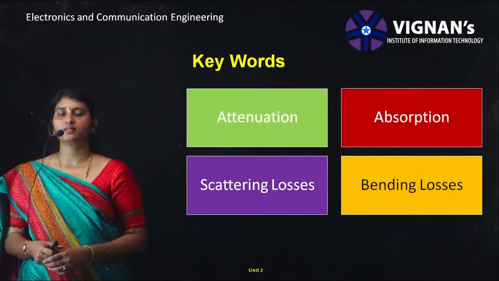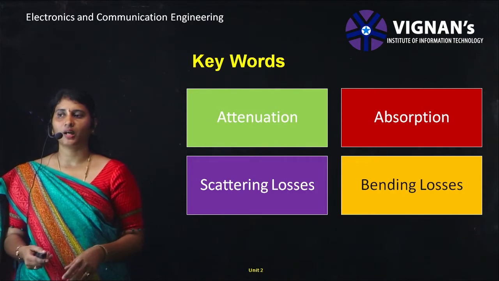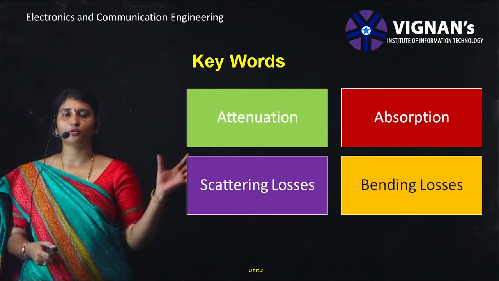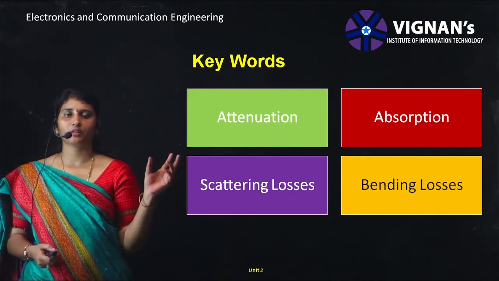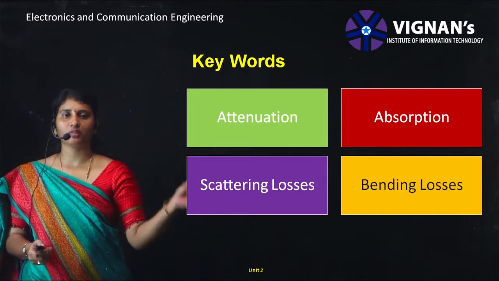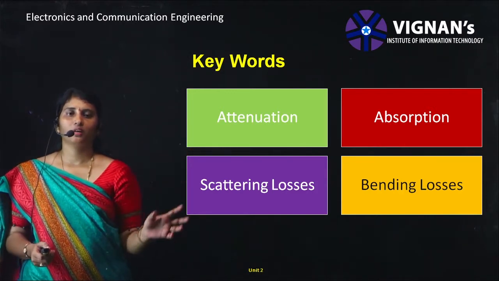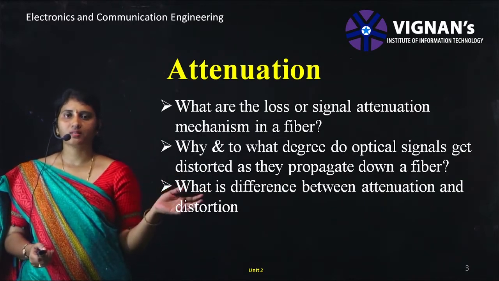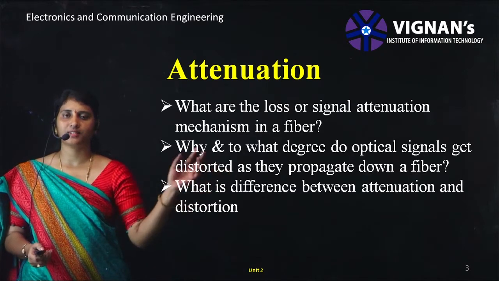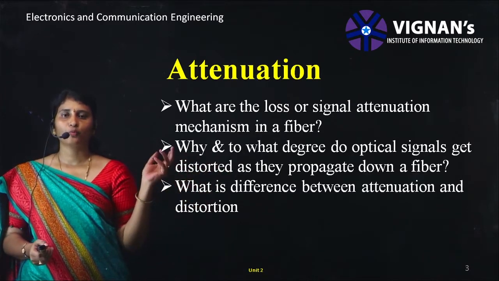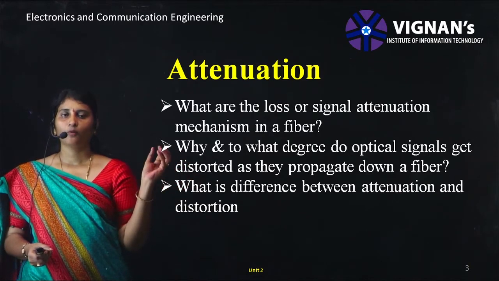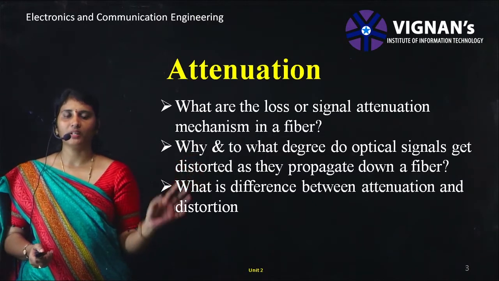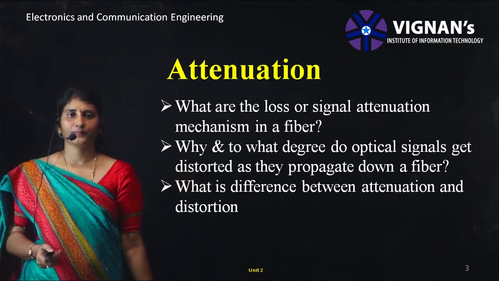The main keywords we will be learning in this attenuation topic are attenuation, absorption, scattering losses and bending losses. These are the four main words we will be coming across during the complete topic of signal distortion. So what are the losses that can be incurred in a signal transmission, why does it occur, to what extent is that loss acceptable, and what is the difference between attenuation and distortion, you will be knowing in this particular lecture.